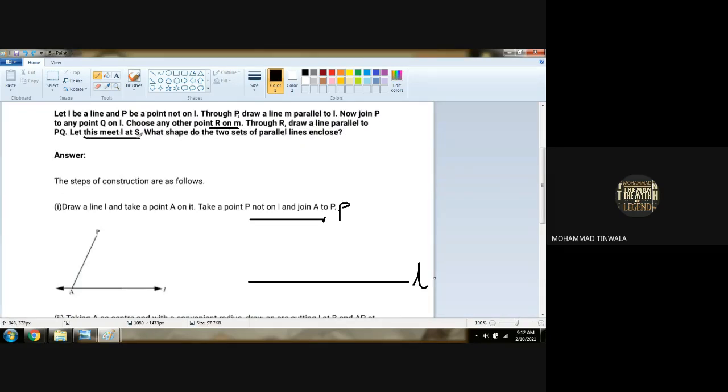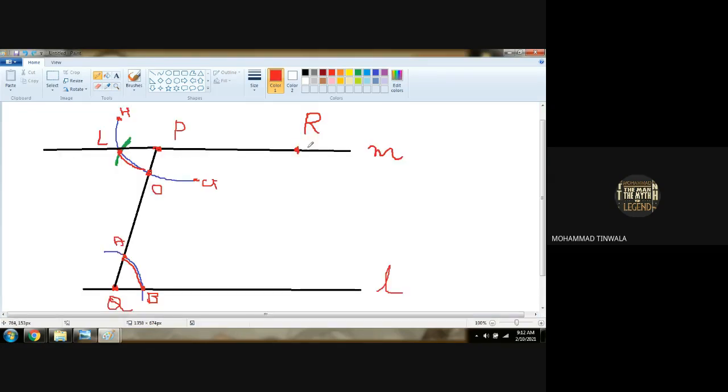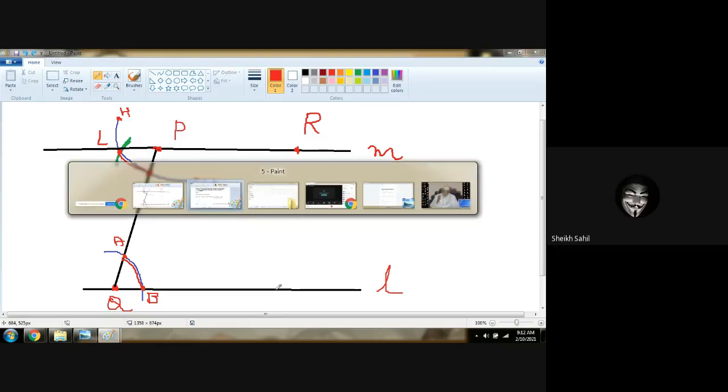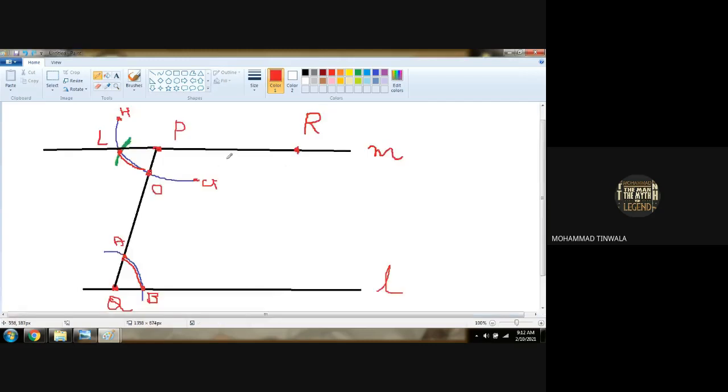Let this meet L at S. Means what? Let it meet L, at which point? At S. Where does it meet? It meets at S. Is that clear? Are you getting my point? So how can we construct this?